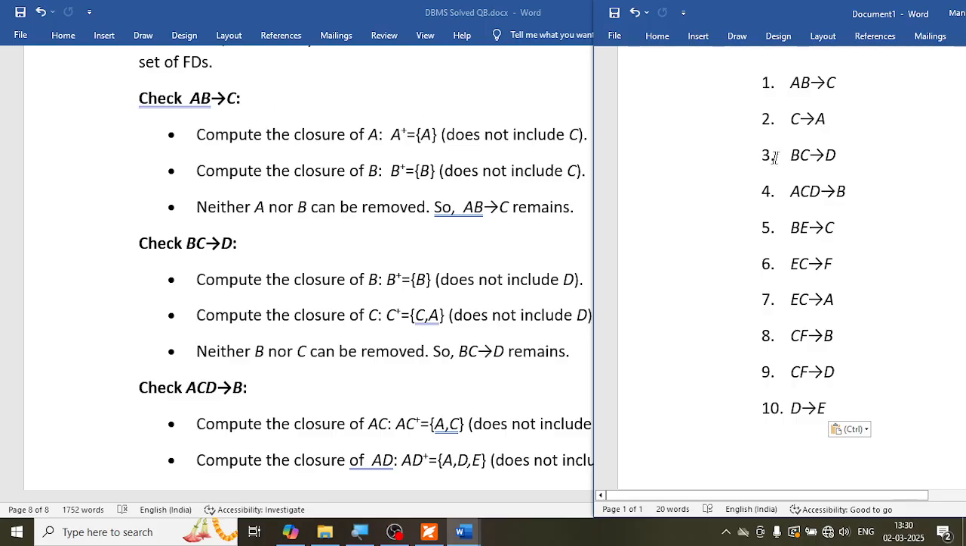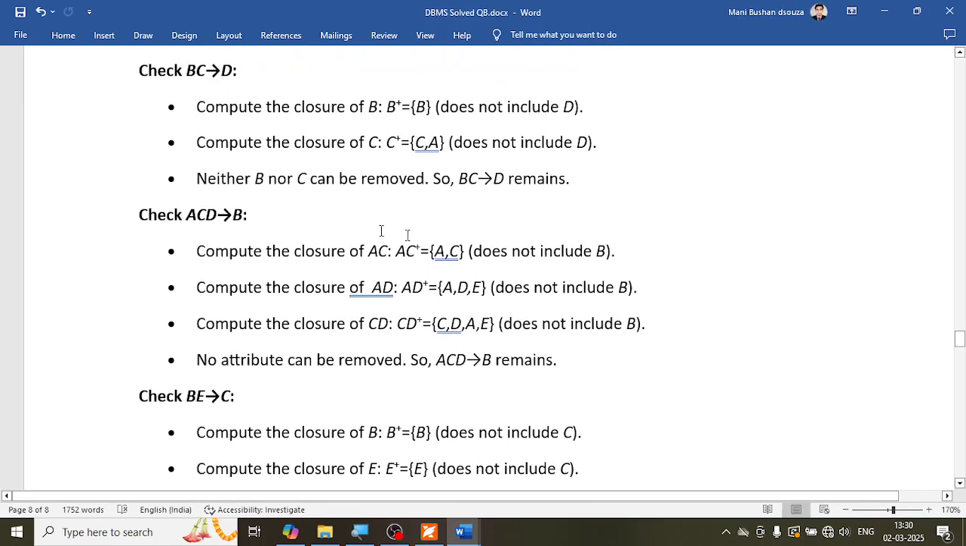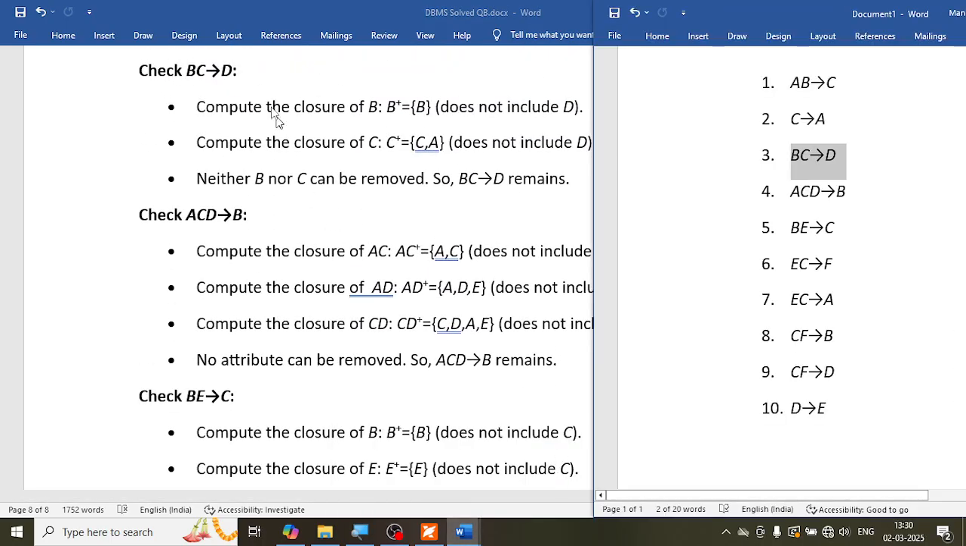Now let's go to this relationship, that is BC derives D. Our intention in this relationship is to check whether B alone can derive D or C alone can derive D. If B is deriving D, then C is extraneous. It is not really required. And in the same way, if C happens to derive D, then we can say that B is extraneous and it is not required. But let us try to find out before we venture into that.